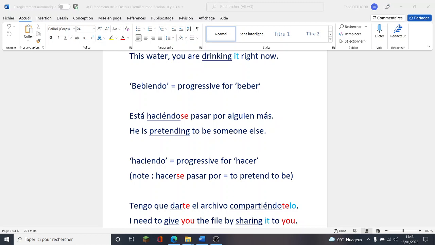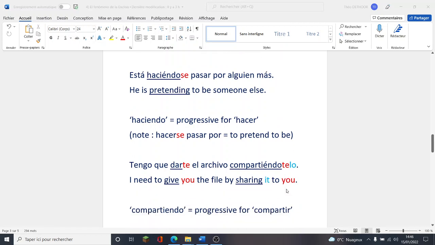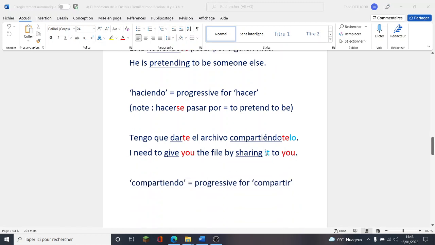I hope it's understandable. And the last example, I also chose a case of double Enclisis. And this time I hope you will understand it. Tengo que darte el archivo compartiéndotelo. Sorry about my pronunciation. I need to give you the file by sharing it to you.